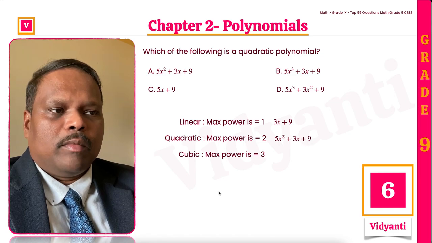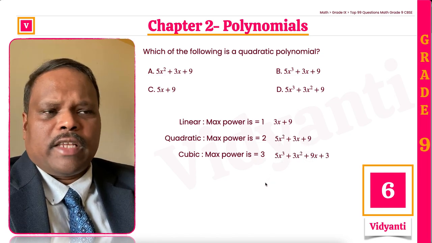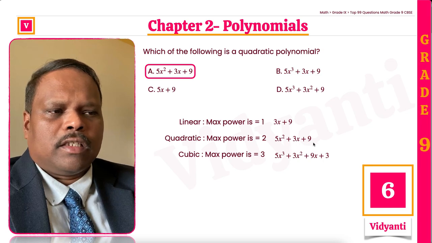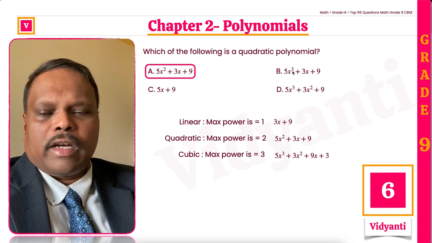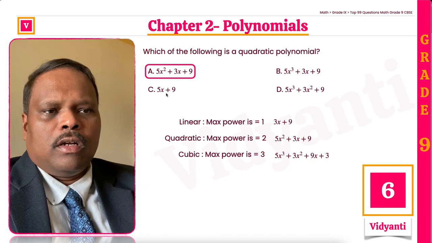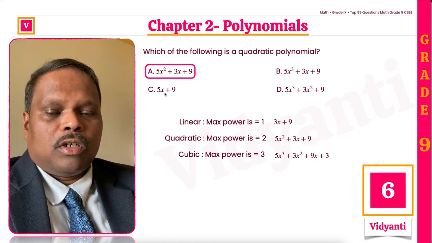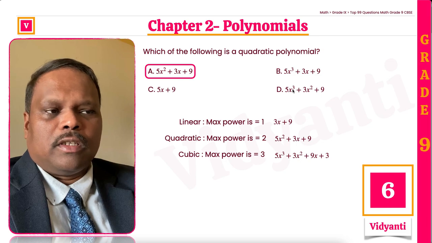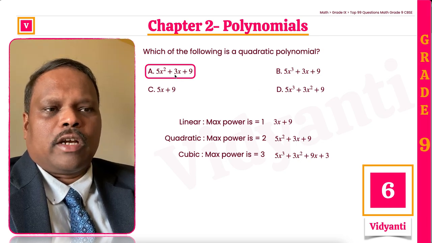So that means I have given some examples here. So the example will be 5x square plus 3x plus 9. Now why is this not the correct answer? Because there is a cube here. This is actually linear, there is no square term, and this is again cube and square, so this is still cubic. So the correct answer is option A.